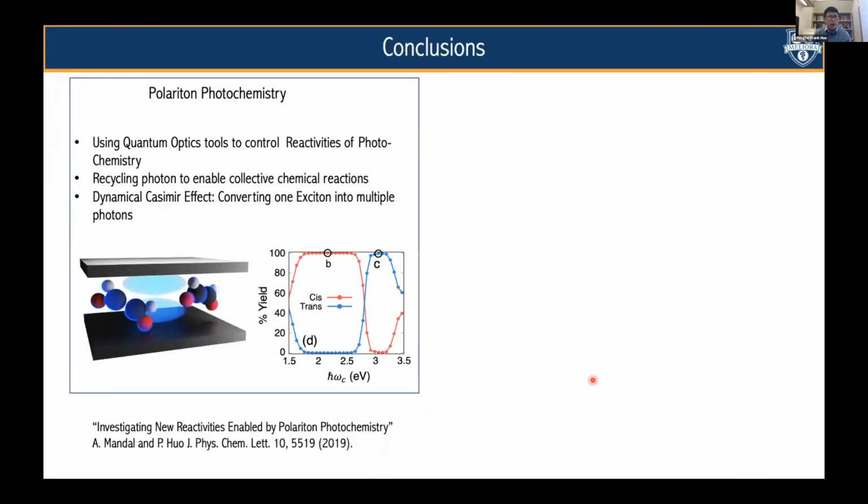Let me quickly summarize what I've been talking about today. For polariton photochemistry, I demonstrate that you can use the tools of quantum optics to control the chemical reaction outcome, and vice versa.